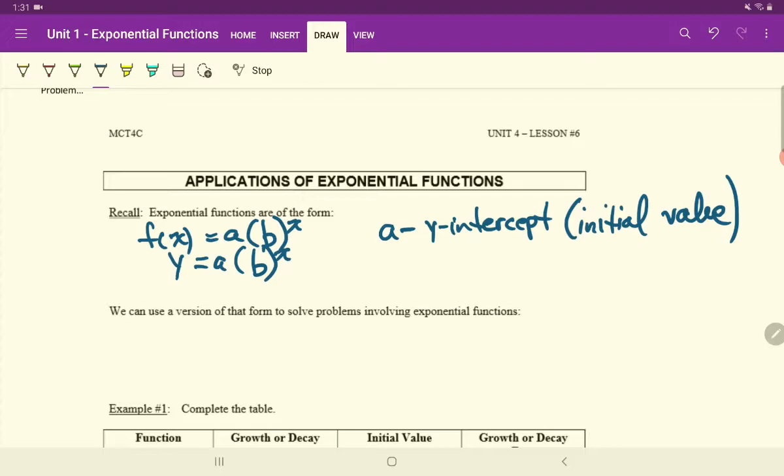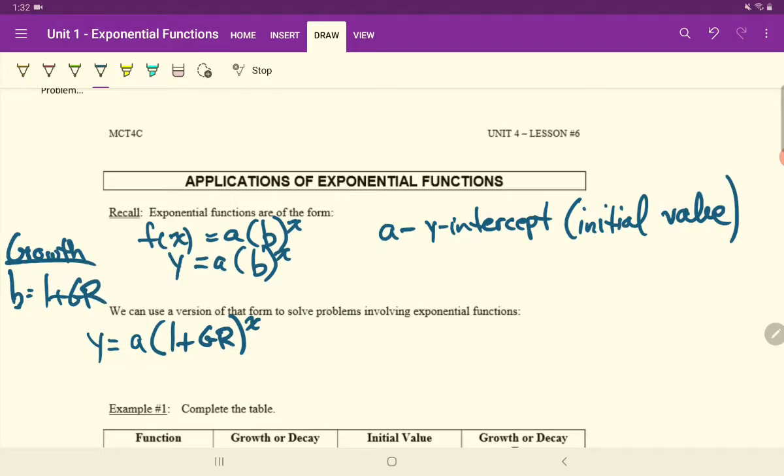All right. And a version of the form to solve real-world problems, we also discussed already, would be of the following. So using, instead of b, y equals a times 1 plus what's known as the growth rate, gr, to the power of x. So b for exponential growth is equal to 1 plus the growth rate. The growth rate will always be given in a word problem. So if something's growing by 20% or whatever it might be, the growth rate will be given to you.